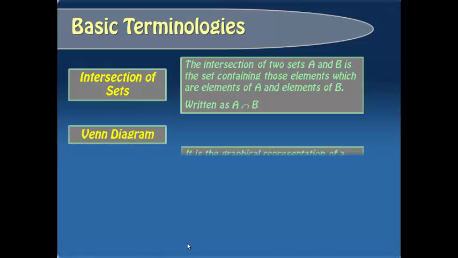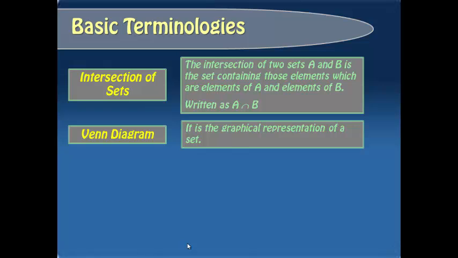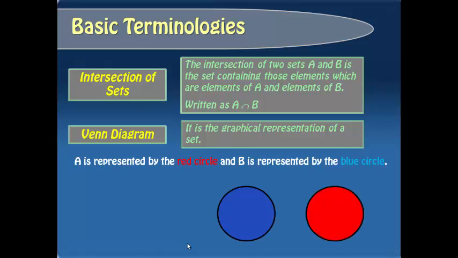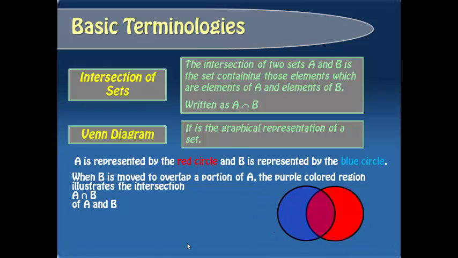We also have what we call the Venn diagram. It is the graphical representation of a set. Set A is represented by the red circle, and B is represented by the blue circle. When B is moved to overlap a portion of A, the purple colored region illustrates the intersection of A and B.